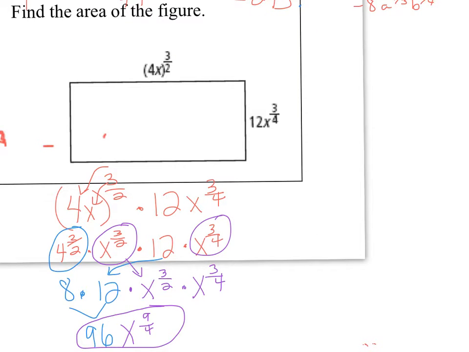Okay, so our 4x is inside parentheses. The whole thing is subject to the exponent of 3 halves. So it's really 4 to the 3 halves times x to the 3 halves times 12, which is not in parentheses. So the 12 just really has an exponent of 1, or it's just a number, times x to the 3/4. So when I simplified my 4 to the 3 halves, that was 8. And I went ahead and put my 12 next to it so I can multiply those two numbers. And then my two x's, since they're being multiplied, I add the exponents. And that gave me 96x to the 9/4.